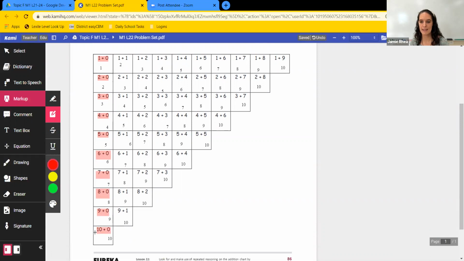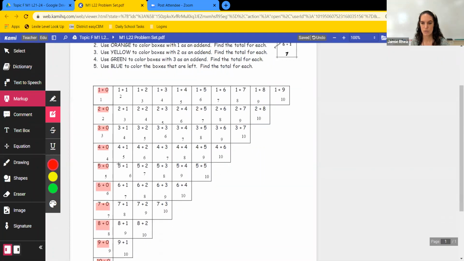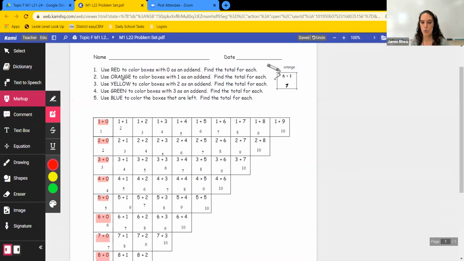0 is my add-in. I'm going to make it red. Now, do we have any more that have 0 in my add-ins? I don't see any. I'm going to go to the next one. Use orange to color boxes with 1 as an add-in. But Miss Ray, we've already colored in 1 plus 0. That's okay. We're going to not color it in again.